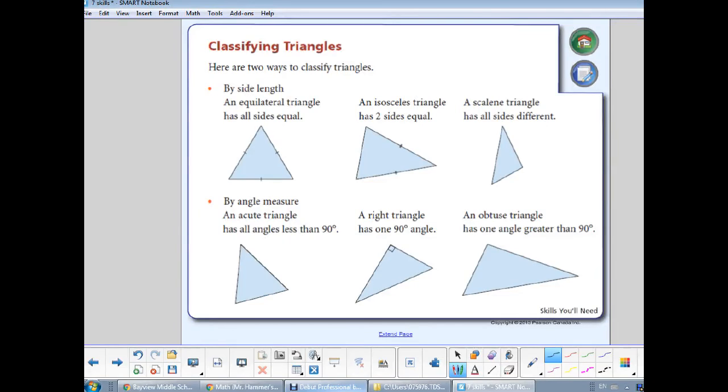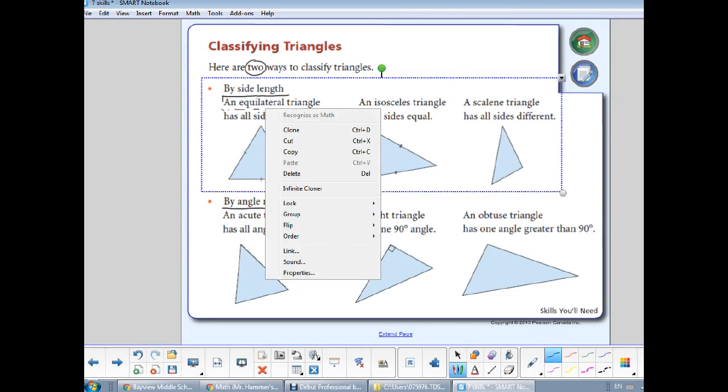When we're looking at classifying triangles, there's two ways to classify triangles. One is by side length, and the other is by angle length. So if you're looking at side lengths first, we have something called an equilateral triangle.